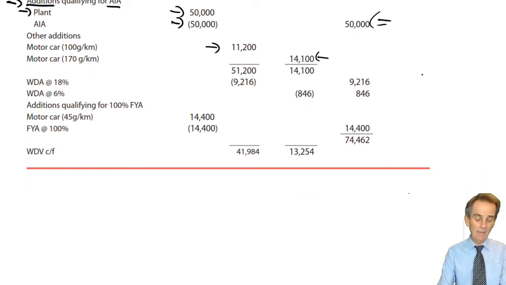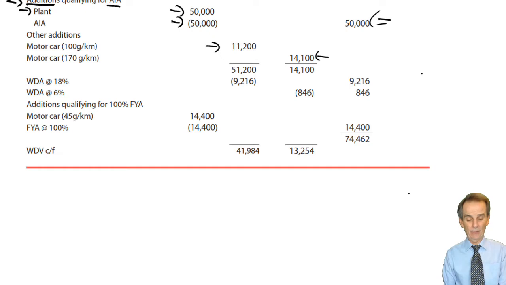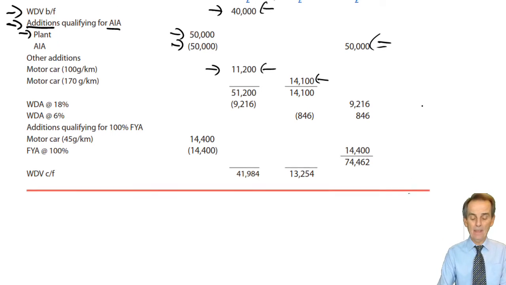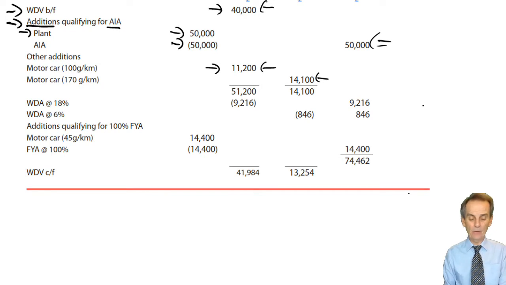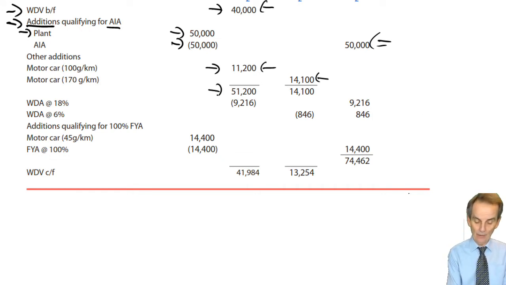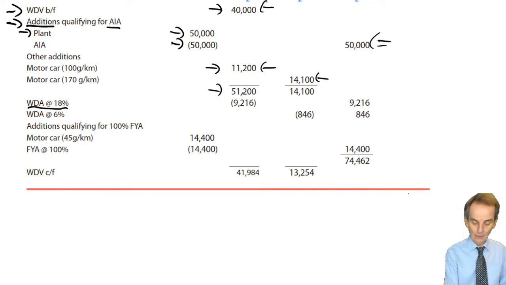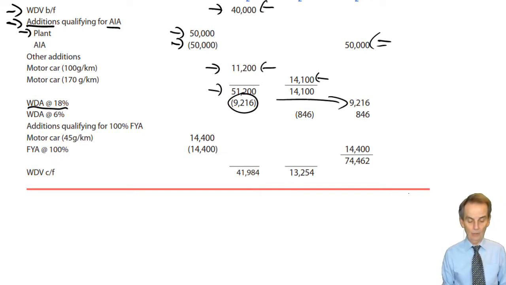We can now claim the writing down allowance available. What do we have on the main pool? We started with £40,000. We've added to it the car there with those medium CO2 emissions between 51 and 110 grams per kilometre. That's gone in, so we got 51,200, on which we claim our writing down allowance at 18%. Get the figure, and of course transfer into the allowances available column.